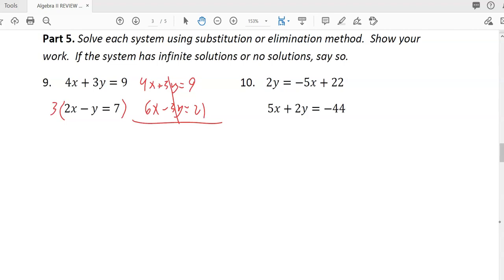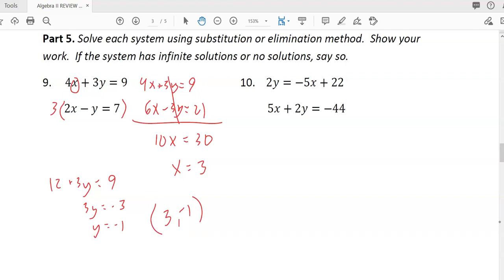The y's go away, you get 10x equals 30. That's not bad. X equals 3. Plug it back into one of those other equations. So if we plugged it in there for x, that would be 12 plus 3y equals 9. Subtract 12, you get 3y equals -3. So y equals -1. So the answer is 3, -1. If you're not sure, you can plug those both back into both equations and make sure they work in both.